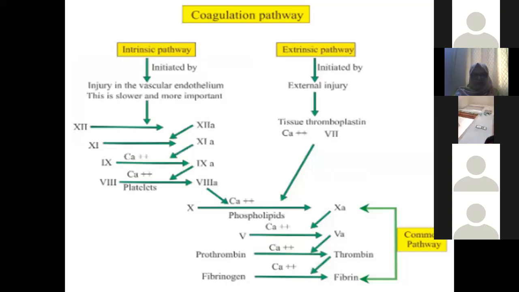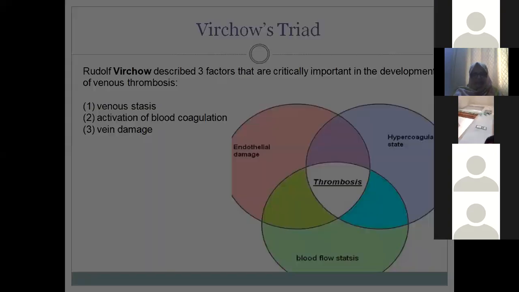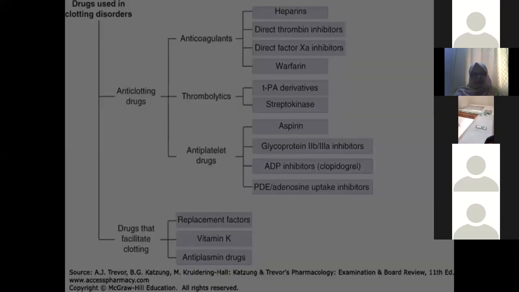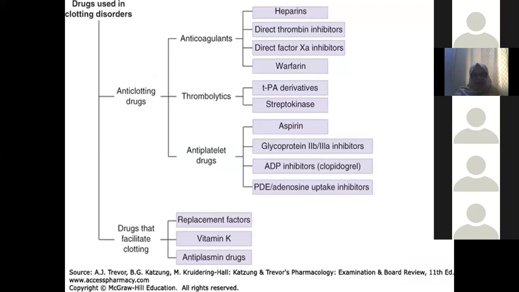To better understand it, direct thrombin inhibitor means that if you can see in the common pathway, prothrombin is converted to thrombin via factor 5A. So if we inhibit this thrombin, that is the direct thrombin inhibitor. Second is, as you can see here, the factor 10A inhibitor. Factor 10A is the factor which is activated by both the pathways, extrinsic and intrinsic pathway, right? Then you have warfarin and heparin.